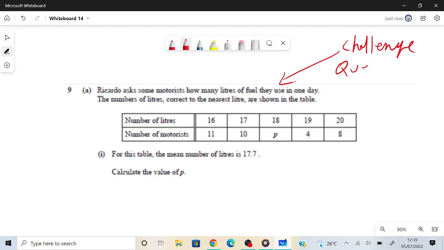So please do pause the video and have a go at this by yourself, and then resume the video to see if you're correct or incorrect. If you are incorrect, please take note of your mistake.